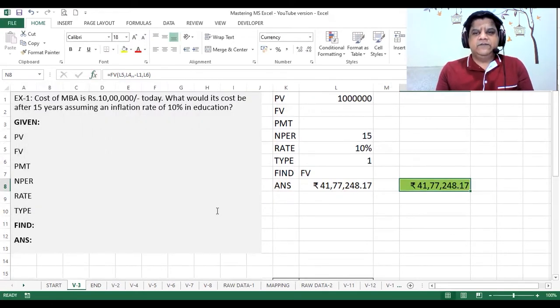Now my answer is 41,77,248.17. What does this mean? That the cost of MBA, which is 10 lakh rupees today, inflating at the rate of 10% for the next 15 years, will become 41.77 lakhs. Let's go through one more example.